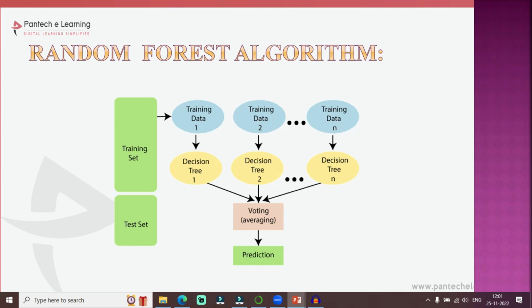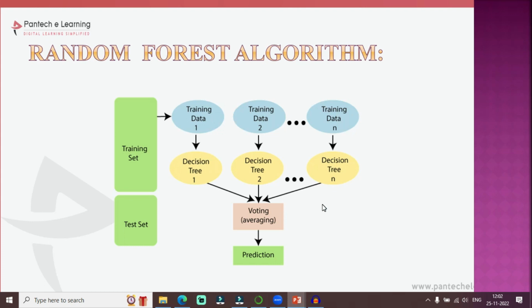Clear with this? So this is the basic working principle of this random forest algorithm. This is my training data 1 and training data 2, up to training data n. Decision tree 1, decision tree 2, up to decision tree n. I can go for different types of ensemble techniques, voting, averaging, and finally I am going to get the prediction result.